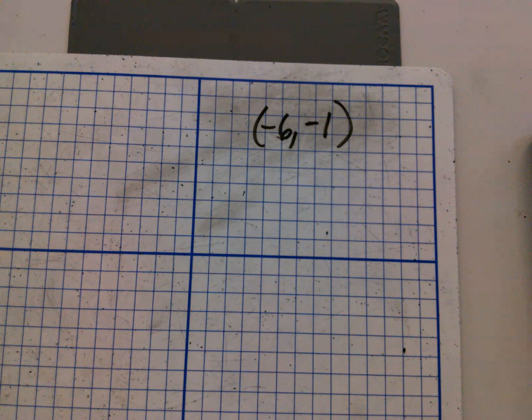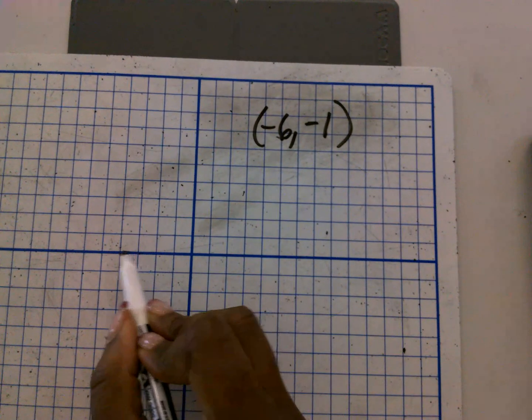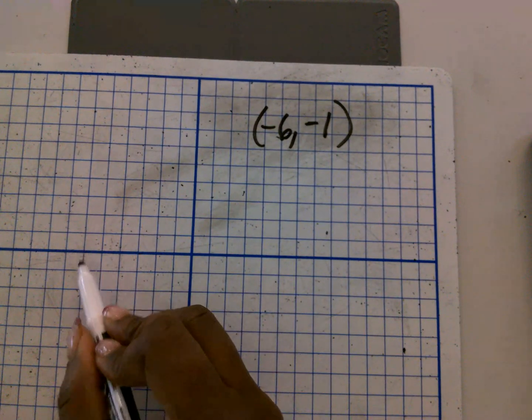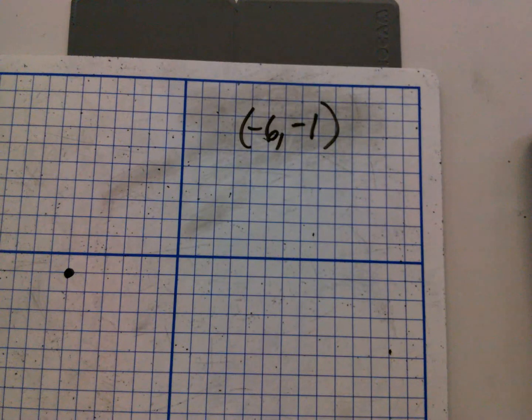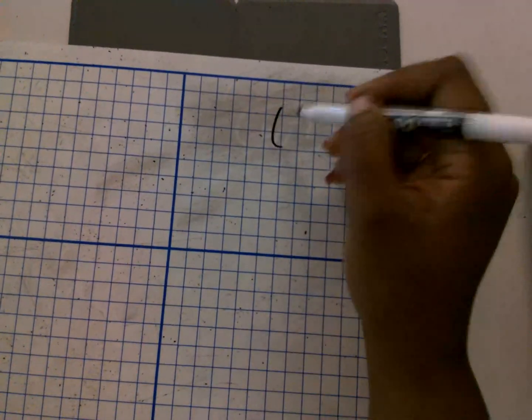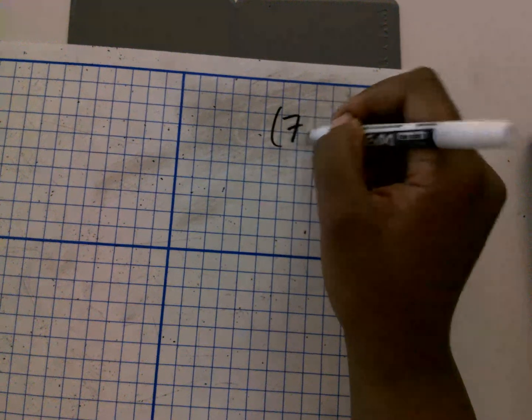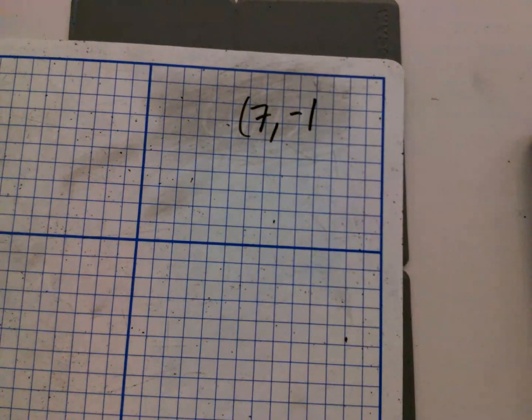All right. So, -6, we're going over to the left 6 times. 1, 2, 3, 4, 5, 6, and down 1. That's where we put it. Yep. All right. So, let's do this one. Let's do +7 and a -1. Okay, +7, -1.